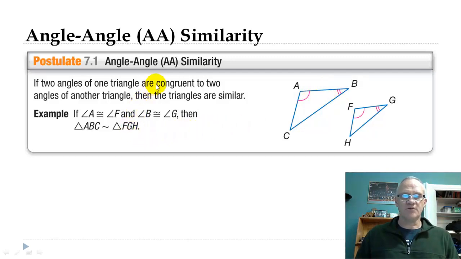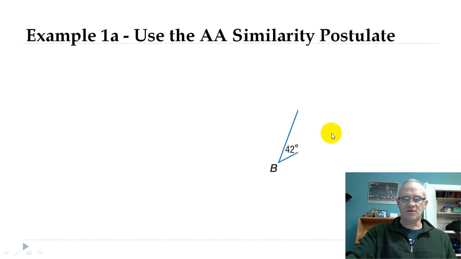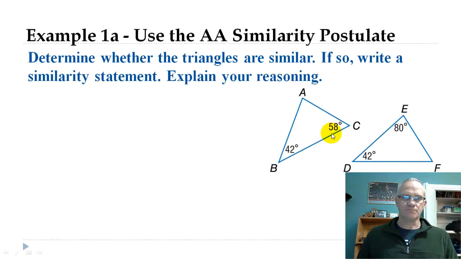And so, again, remember in a similarity statement, like right here, the order matters. So it says ABC, it goes ABC, and then FGH. So that means that A and F have to match up, and they do. And then B and G have to match up, and they do. And then by default, C and H have to match up because that's what's left. Okay, let's take a look at a few examples with that.